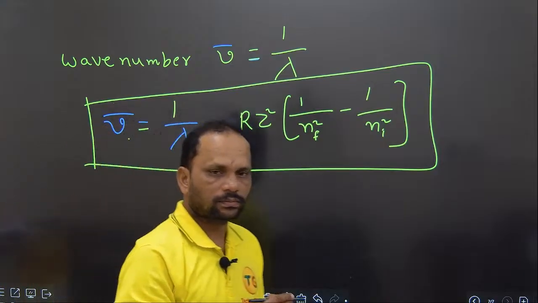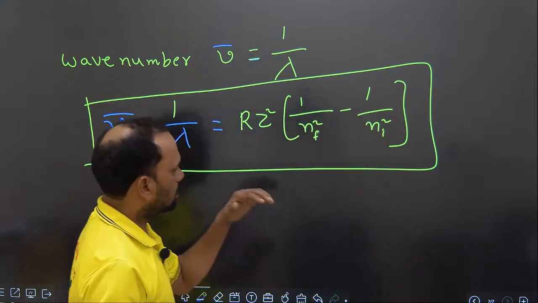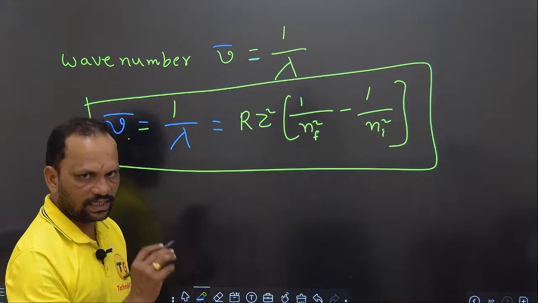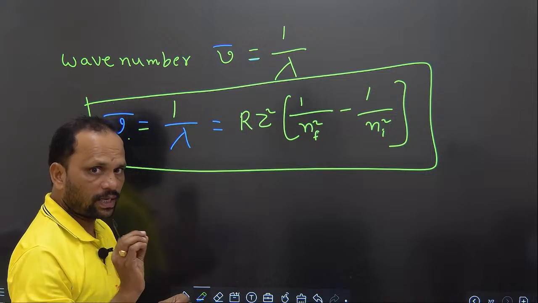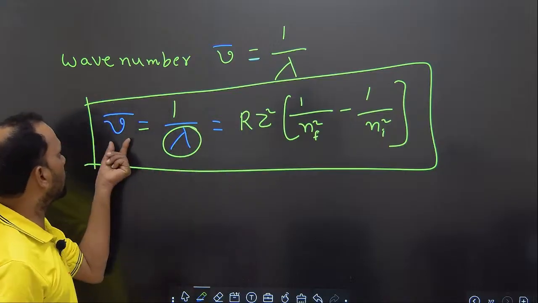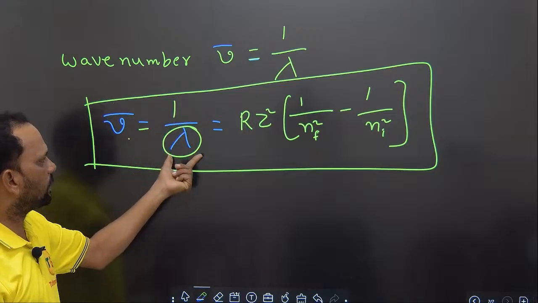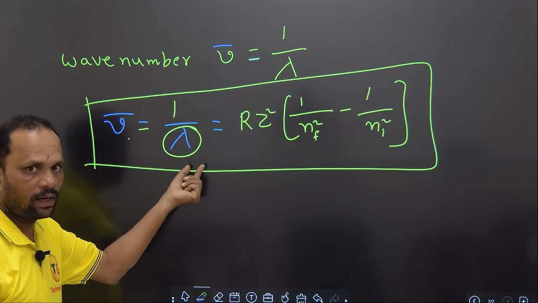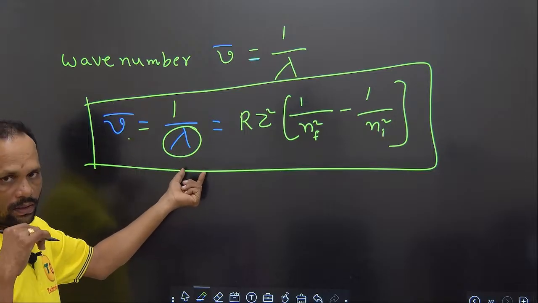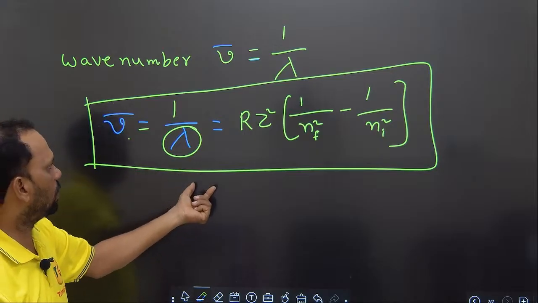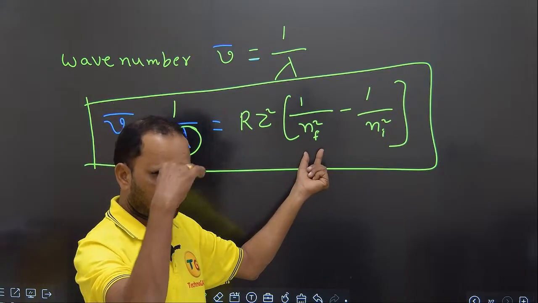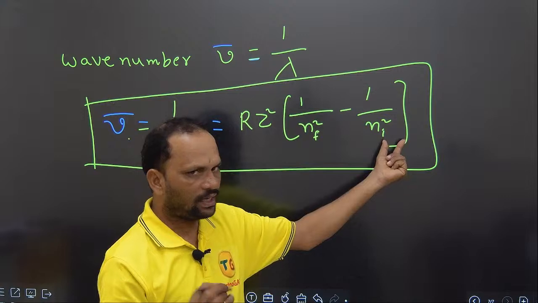That means whenever an electron jumps from a higher energy level to a lower energy level, it radiates energy, it releases energy, right? And that energy has some particular wavelength. That wavelength is given by this formula. We can call it the wave number. v bar is equal to 1 by lambda. Lambda is nothing but the wavelength of the energy which is radiated whenever an electron jumps from a higher level to the lower level. It is equal to R Z square into 1 by nf square minus 1 by ni square. nf is the final state. ni is the initial state.